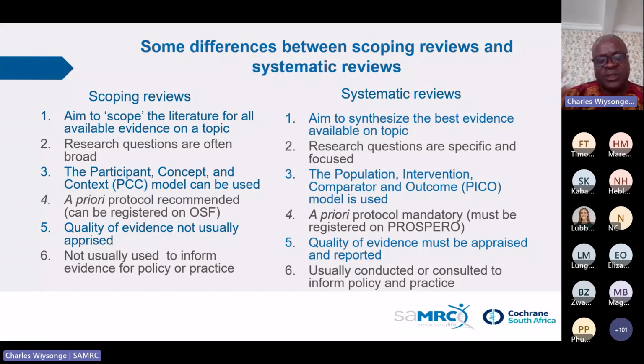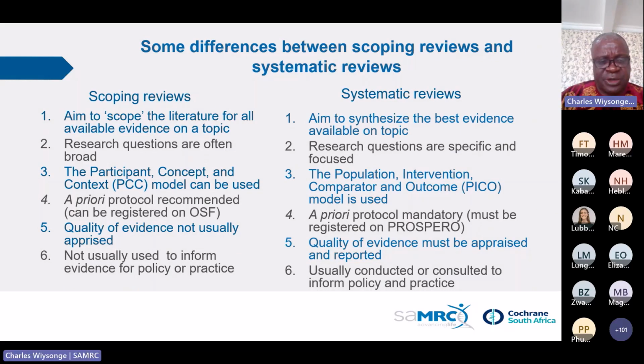And there are various platforms where you can register. Prospero is one of the most used ones. And if it is a Cochrane review, then of course, you can also publish that in the Cochrane Library. But Prospero will not accept a scoping review protocol, so there is the Open Science Framework, OSF, where you can register that.